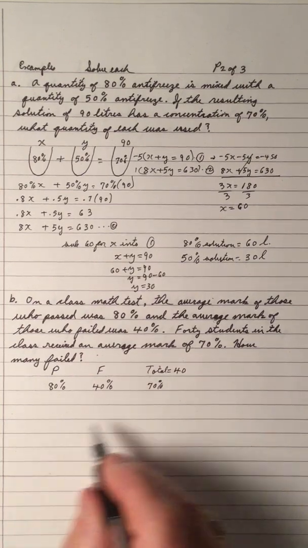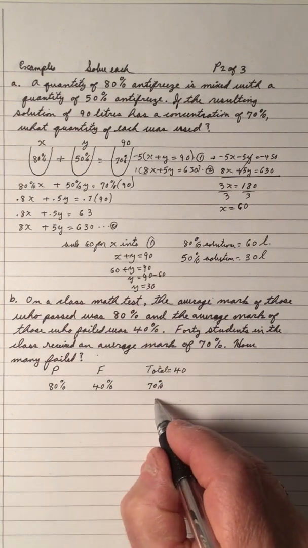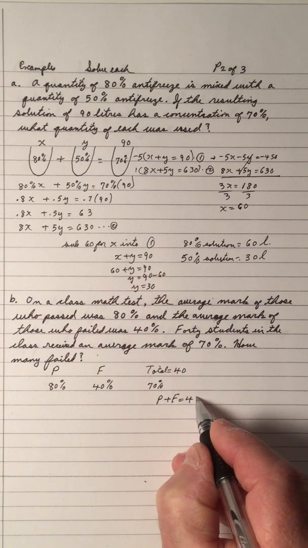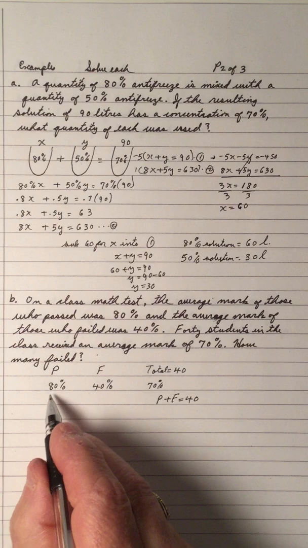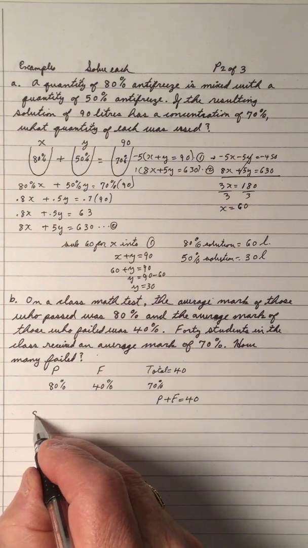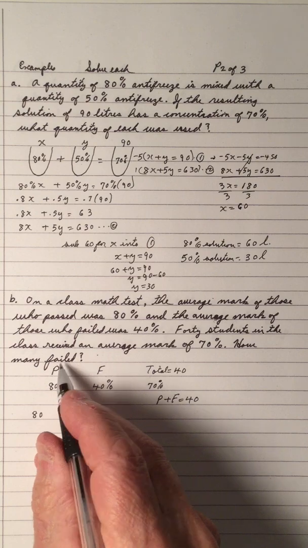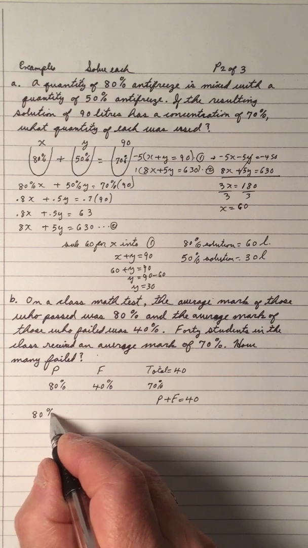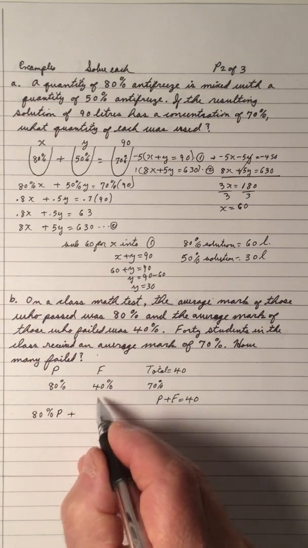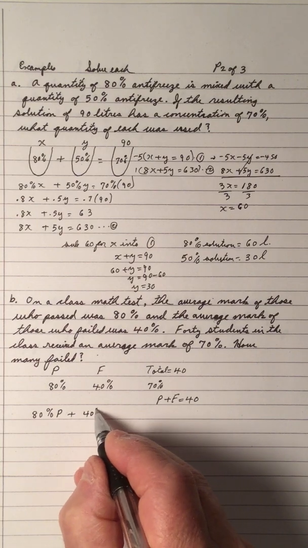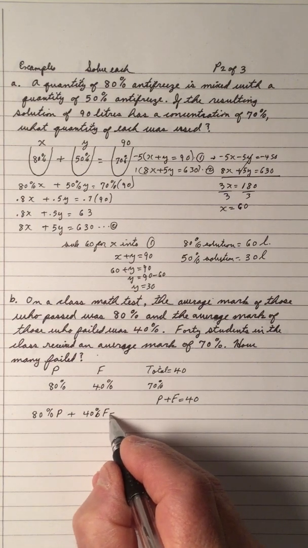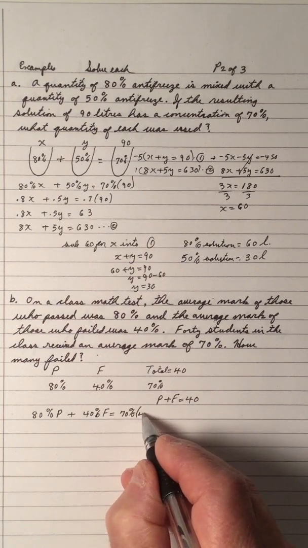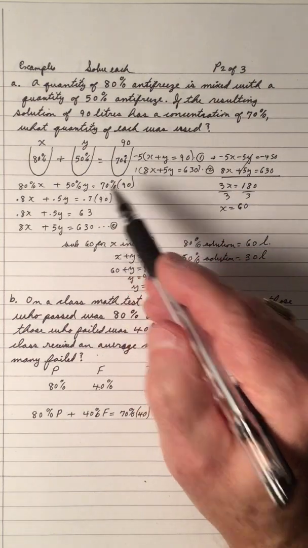So if you add up P, the students who passed, plus the students who failed, you would have your 40 students total. If you take 80% times P, or just 80 times P, is your choice, but let's go with the percent, plus 40% times F, that's going to equal 70% times 40.